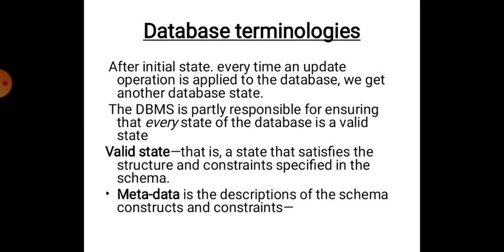The DBMS is partly responsible for ensuring that every state of the database is a valid state. So it is the job of the database management system, which is the software, to ensure that the state of the database is valid. That means the database contains valid information. Invalid or inconsistent information should not be stored. Now let us know what a valid state is. A valid state is a state that satisfies the structure and the constraints specified in the schema.